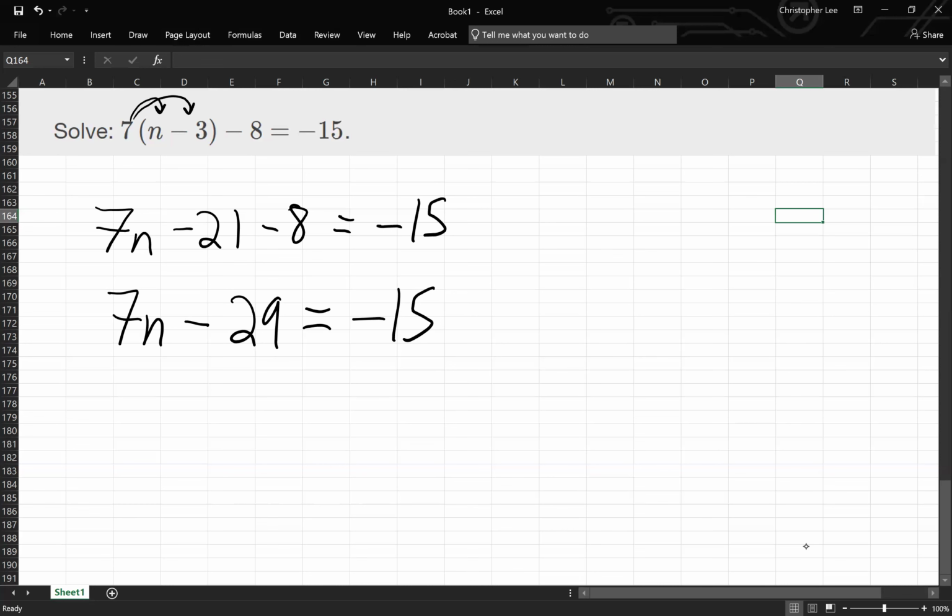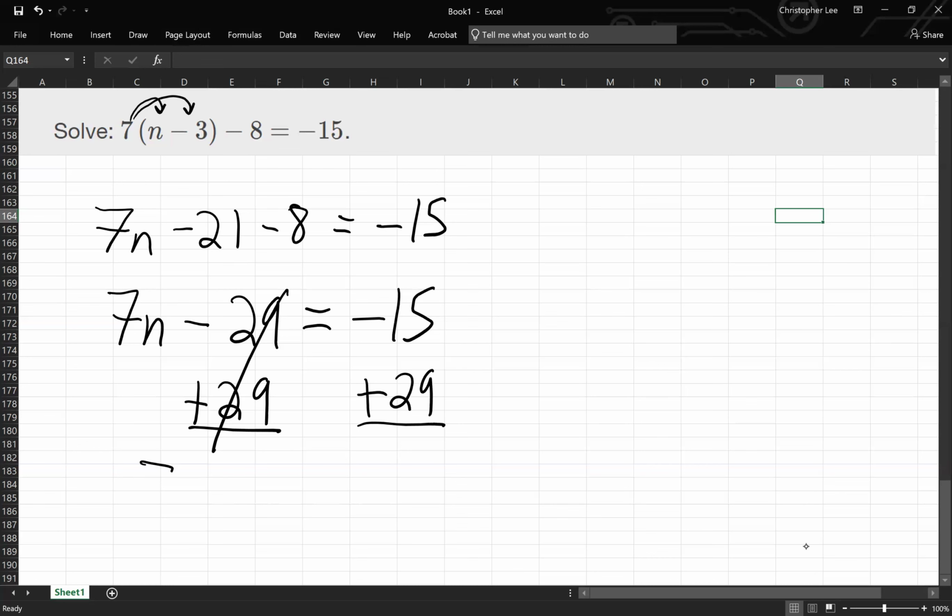Good, good, good. Exactly, right? So I'm missing 29, so I'm going to add 29 over here to get rid of it. But you know, I got to be fair. When I do the one side of the equation, I have to do the other side of the equation. So I'm going to add 29 over here.